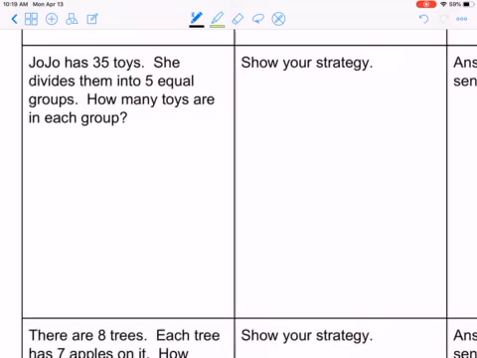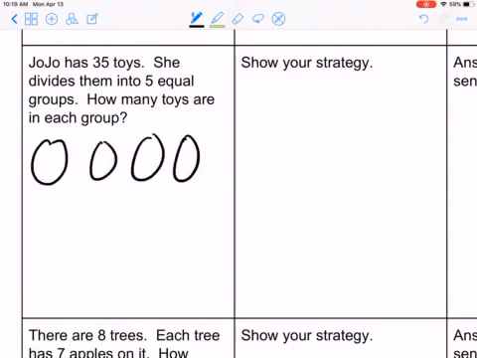Let's look at this problem, and then I'm going to let you all practice some. JoJo has 35 toys. She divides them into 5 equal groups. How many toys are in each group? So if we have 35 toys, and we're going to go into 5 equal groups. Okay? How many toys are in each group? So we have our total amount, and we're trying to figure out how many are in each group. So we need to divide. So we're going to do 35 divided by 5. And we're going to try to find the answer.